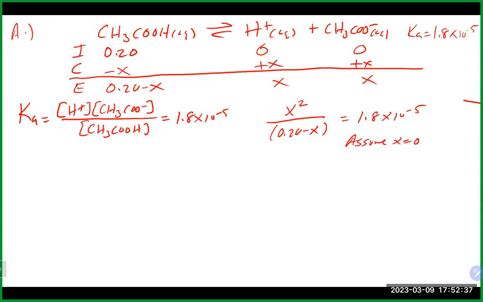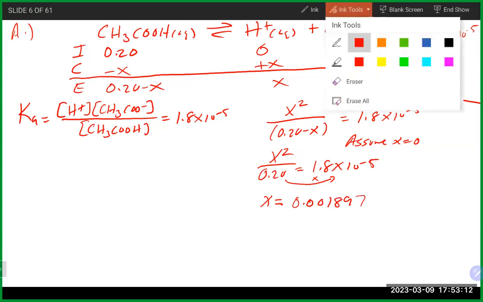Once again, our K value is small, so might as well give it a shot and see what happens. We'll take our X squared divided by 0.2 equals 1.8 times 10 to the minus 5. Once again, we're going to multiply that to the other side and also take a square root of it afterwards. And that gives us 0.2 times 1.8 to the minus 5. A little square root action happening there. And that's going to give us an X value of like 0.001897.